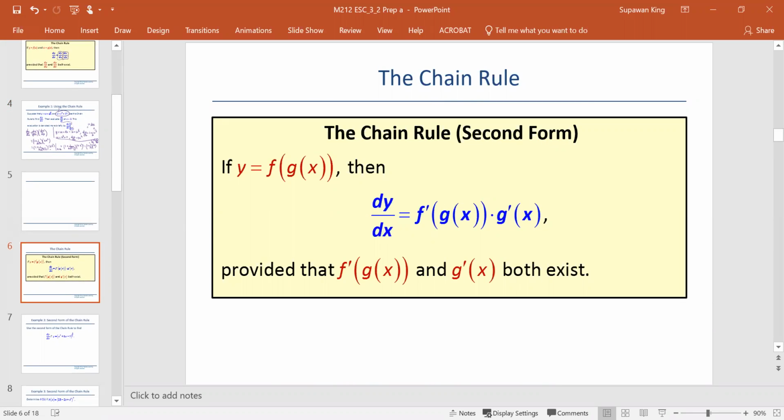Another form of the chain rule: y in the form of the composite function f composed with g of x. f is the outer function and g is the inner function. Then the derivative dy by dx is the derivative of the outer function multiplied by the derivative of the inner function, provided f prime at g of x and g prime at x both exist.